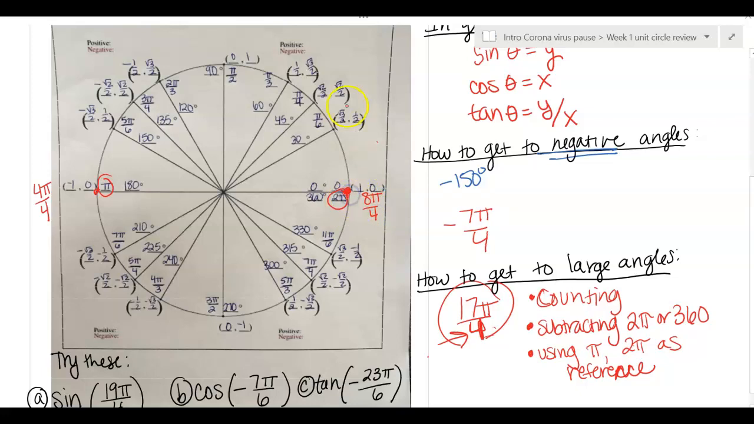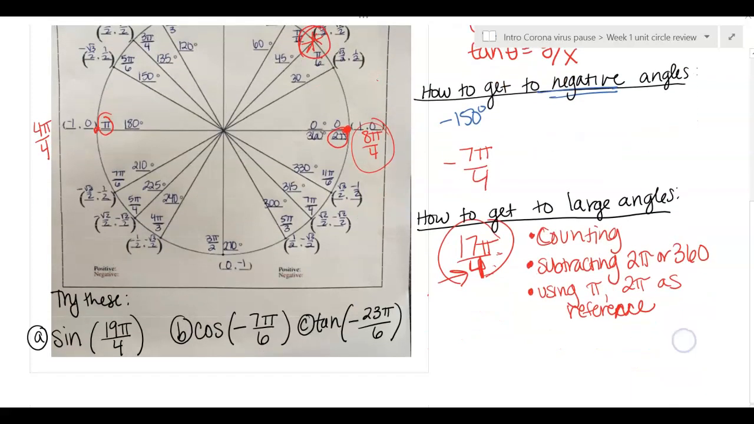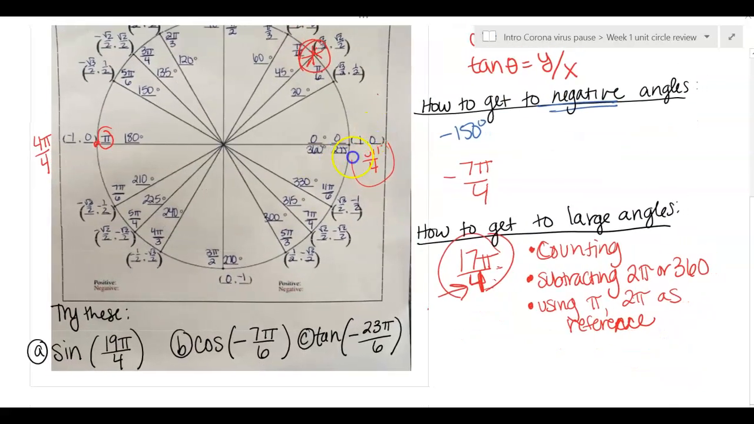That means every time I go a whole lap around the circle, I get 8 pi over 4. So it's kind of like counting, but it's counting by bigger chunks than every single pi over 4. So I see 17 pi over 4 is where I want to land. One whole lap is 8 pi over 4. Can I do another one? Yes, because 8 plus 8 will be 16. So I do another one. That's 16 pi over 4. I need to go one more pi over 4, which will land me right there at that space of pi over 4. So just a couple different methods in case you forgot.